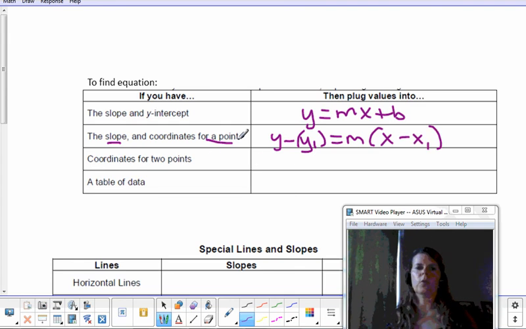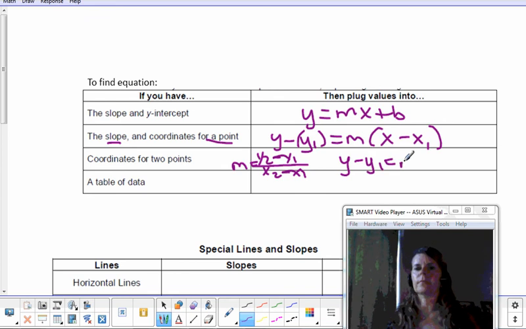If you have the coordinates for 2 points, you can find the slope by taking y2 minus y1 over x2 minus x1. That's your slope formula. And then you'll use one of the points and plug it into point-slope. And again, this is a number, and this is a number. And the y and the x just stay a letter, y and x.